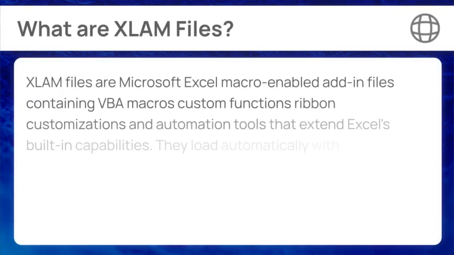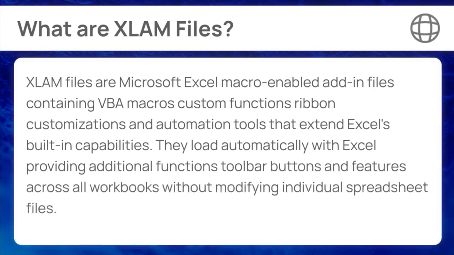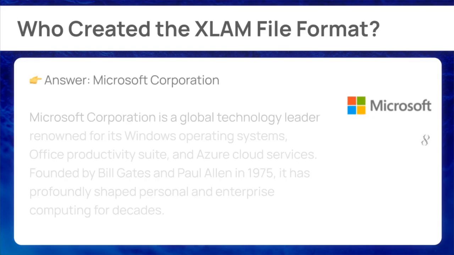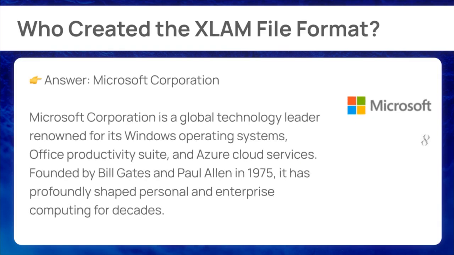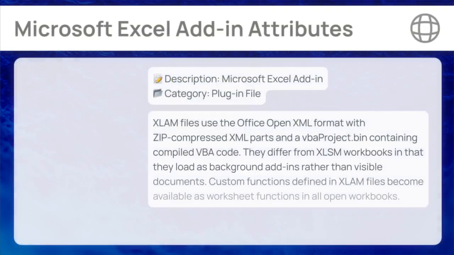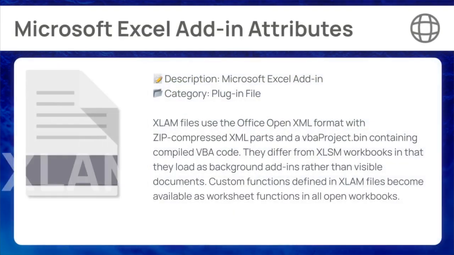XLAM files are Microsoft Excel macro-enabled add-in files containing VBA macros, custom functions, ribbon customizations, and automation tools that extend Excel's built-in capabilities. They load automatically with Excel, providing additional functions, toolbar buttons, and features across all workbooks without modifying individual spreadsheet files. XLAM files use the Office Open XML format with ZIP-compressed XML parts and a vbaProject.bin containing compiled VBA code. They differ from XLSM workbooks in that they load as background add-ins rather than visible documents.